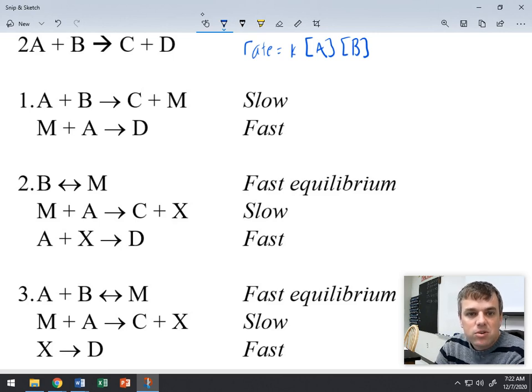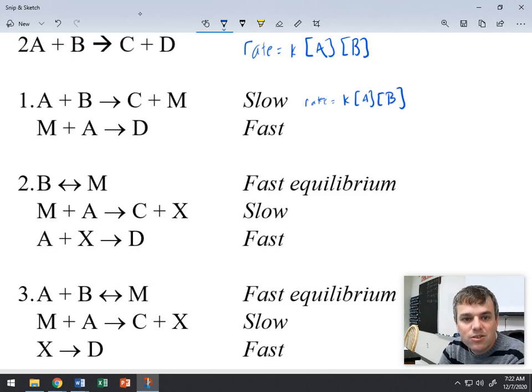So for this first one, our slow step is the rate determining step. So we get the rate law from the stoichiometry of the slow step. That would say that rate equals K times the concentration of A times the concentration of B. That matches the overall rate law. Now let's also see, do the elementary steps add up to the overall expression? Well, A plus B makes C plus M, and then M plus A makes D. So M is an intermediate. So we have 2A's plus B makes C plus D. So mechanism 1 checks out.